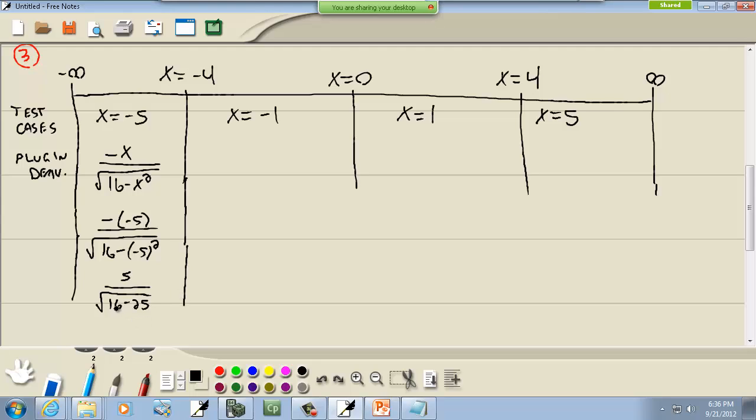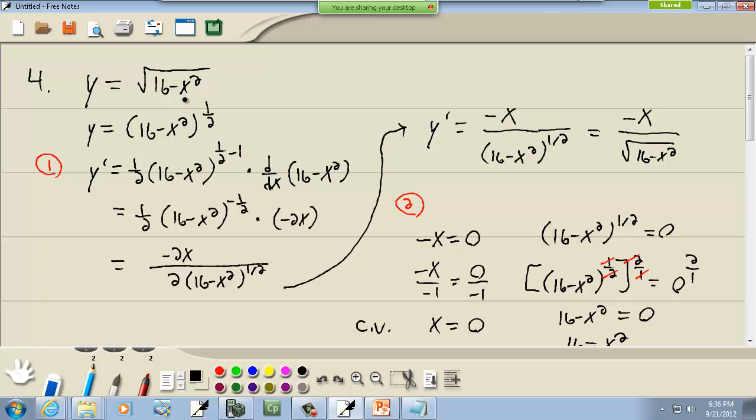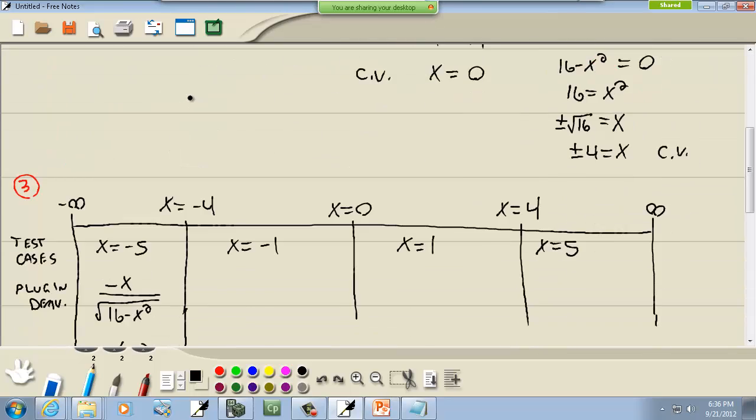Now, notice here, 16 minus 25, that's a negative number. And a negative number inside of a square root gives us an i. We can't have an i. If I actually go up here to my original problem, if I put negative 5 up here, negative 5 squared is 25, so we got 16 minus 25. We again have a negative number inside of a square root.